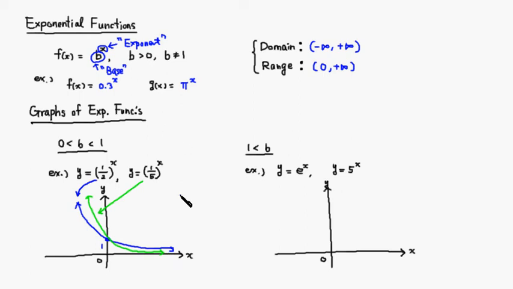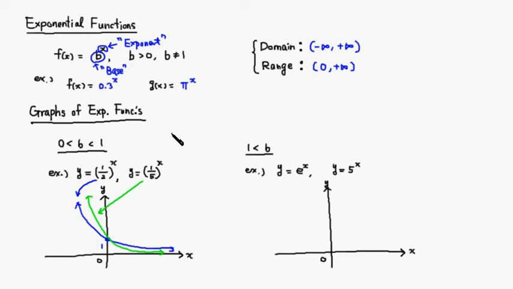You can see that the graph spans the whole x-axis, so the domain is all real numbers, and the graph stays above the x-axis, which means that the range is all positive real numbers.